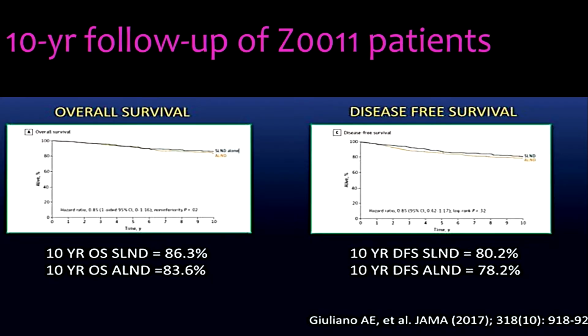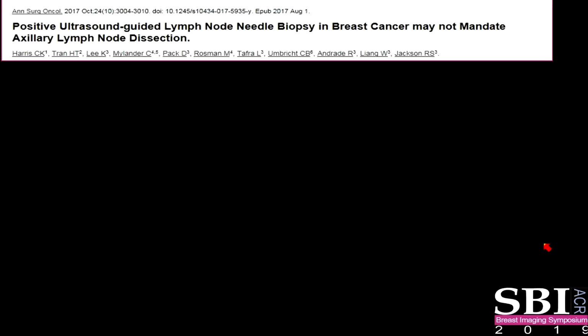However, fast forward, we have the results of the Z11 trial 10 years later. And again, phenomenal results. The disease-free survival as well as the overall survival numbers are pretty similar as compared to the axillary lymph node dissection. So it shows that Z11 is here to stay, and we have to work with it. So I want to share some literature that happened in and about when the 10-year trial came out.